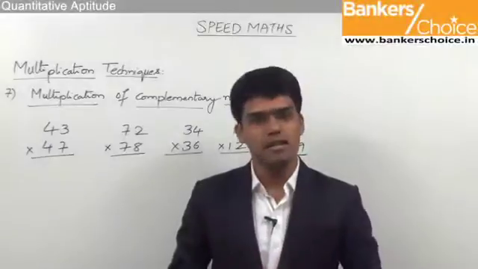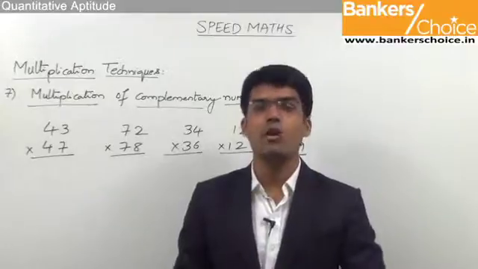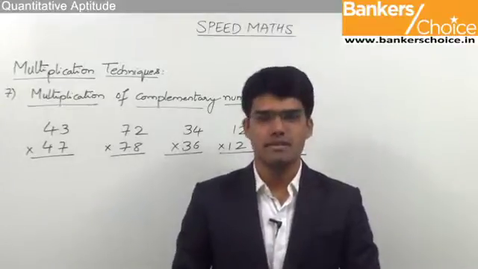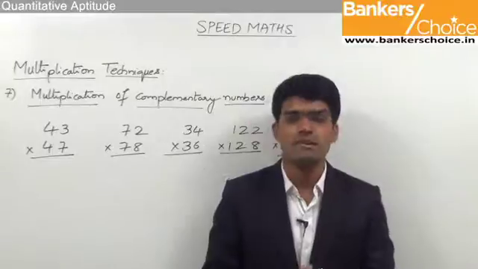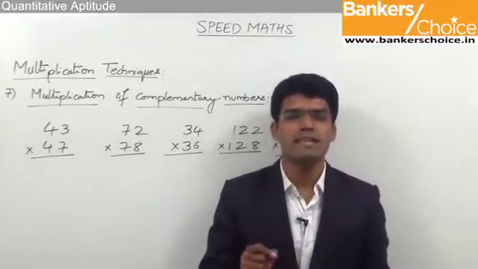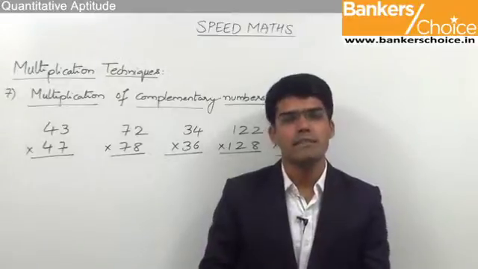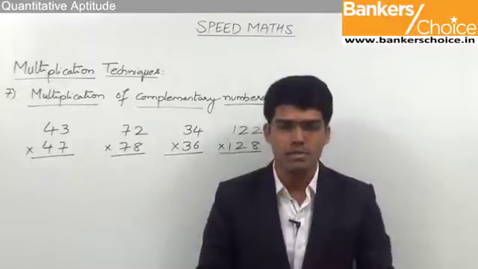After learning about the multiplication of two-digit numbers in the three-step procedure, let us now see how to multiply complementary numbers. First of all, let us understand what is meant by complementary numbers. Complementary numbers are those where the sum of the units places is equal to 10 and the remaining part of the numbers are equal. So any two numbers where the units place add up to 10 and the tens place or the remaining part of the number is equal are referred to as complementary numbers.